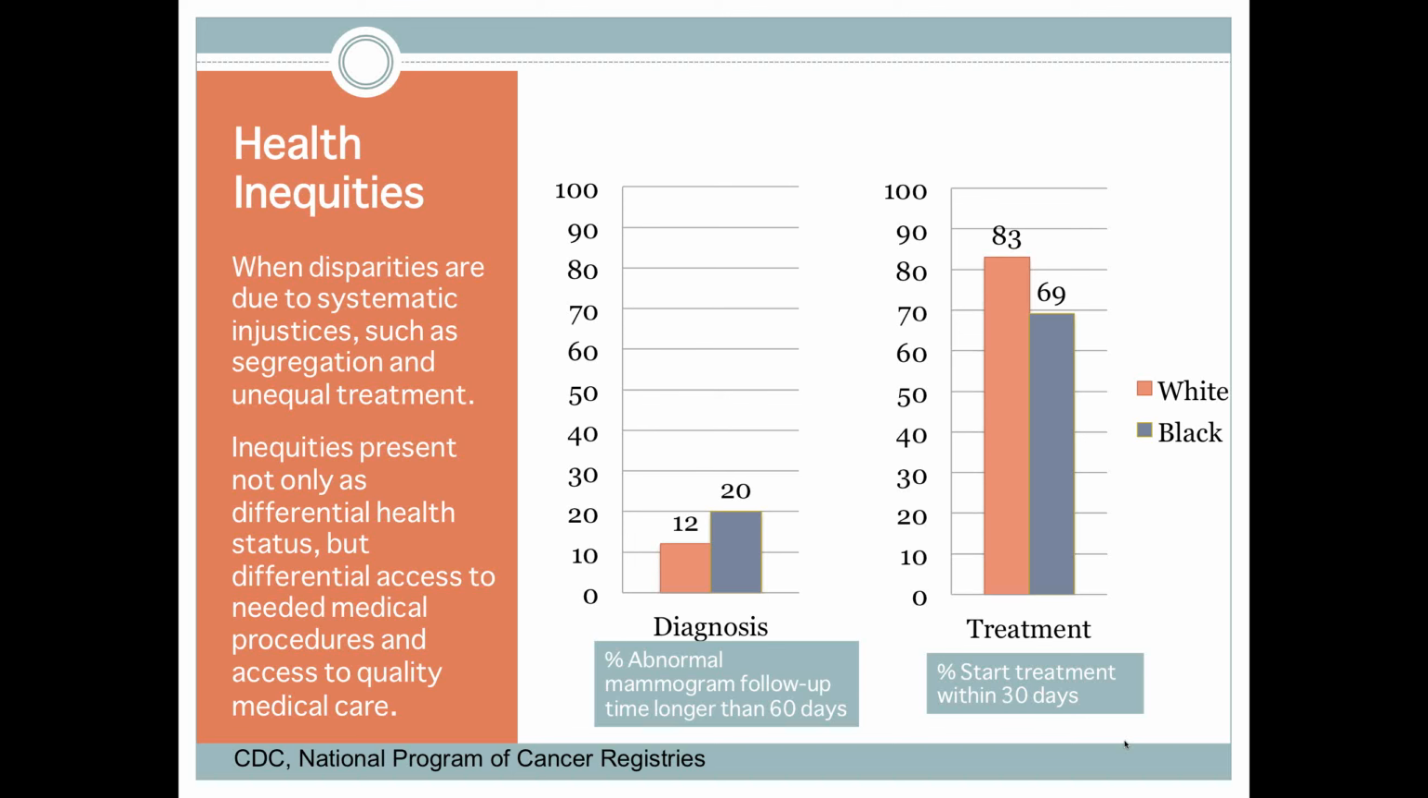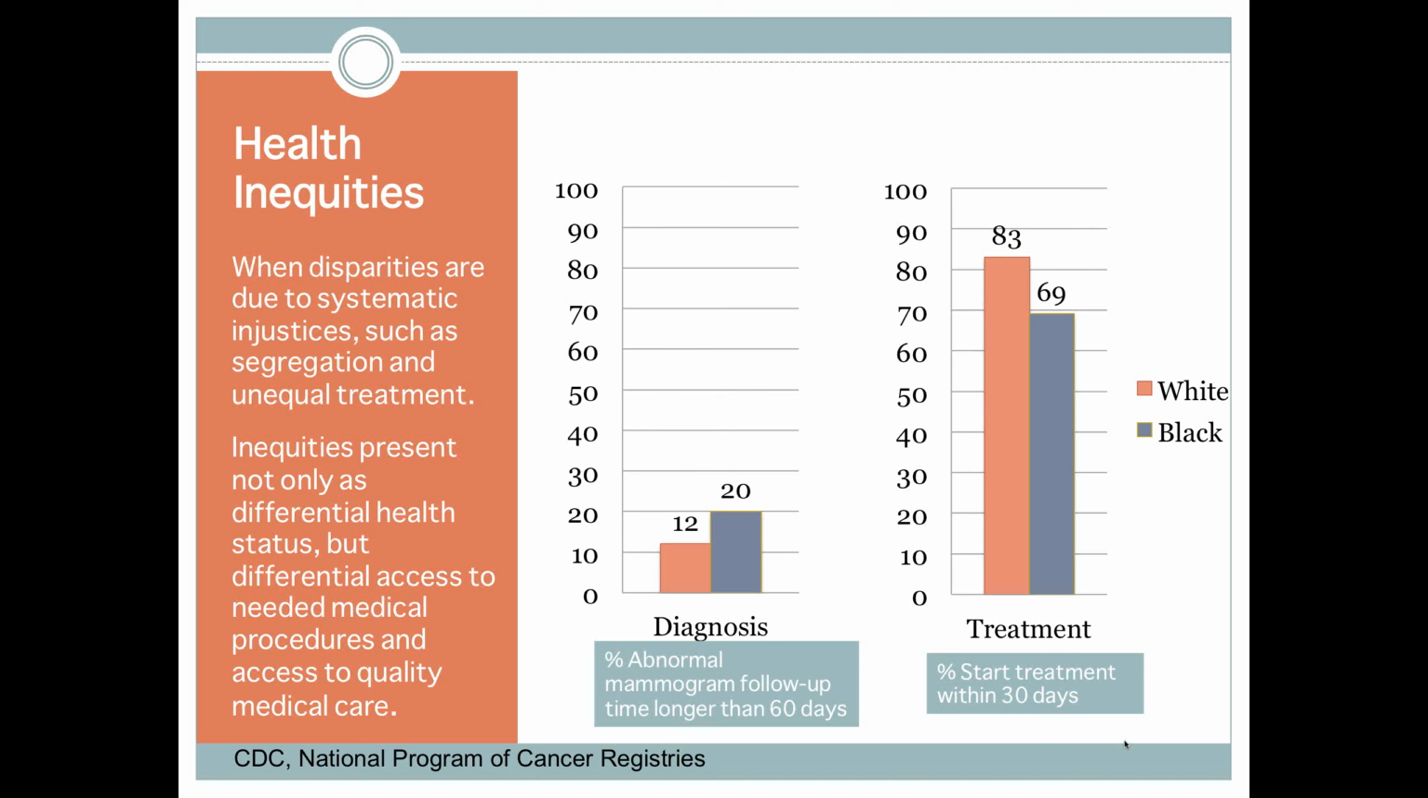These health inequities can present not only as differences in death rates or disease rates, but also as different access to different parts of the healthcare system, including access to needed medical procedures and access to quality medical care. The graphs that you see here are showing some examples of health inequities by racial ethnic status. The red bar is showing the whites, the blue bar is showing blacks.